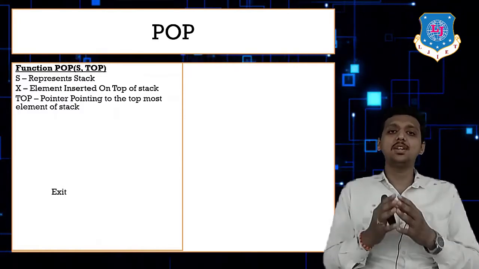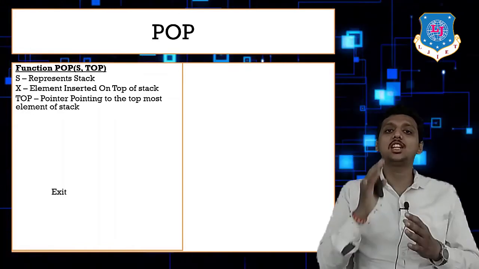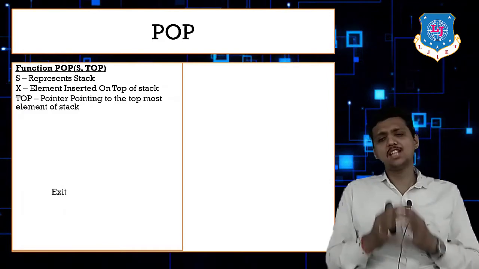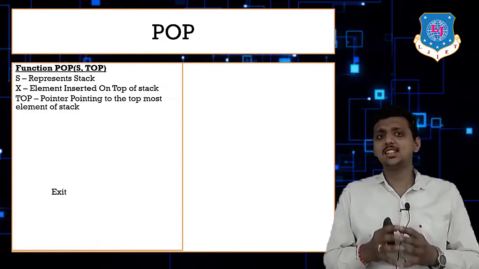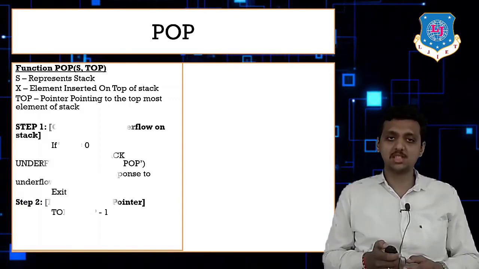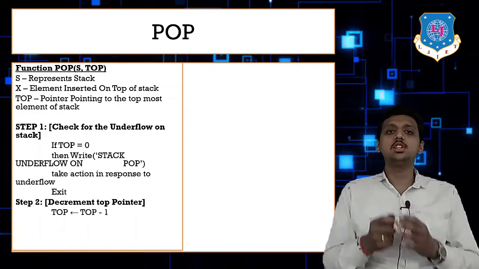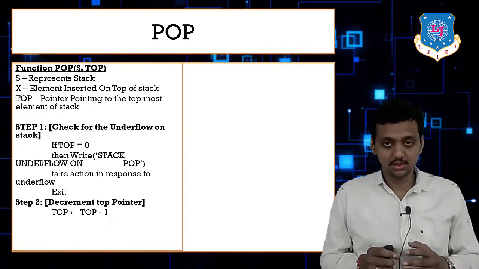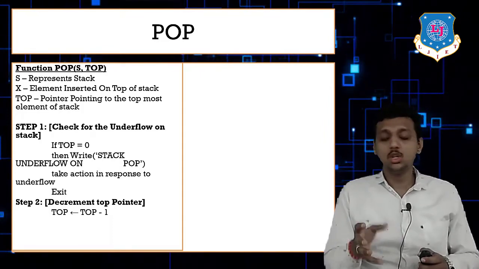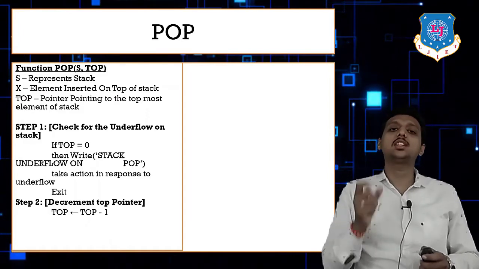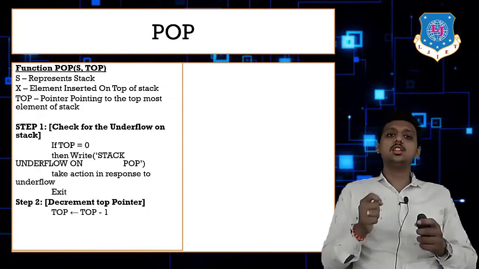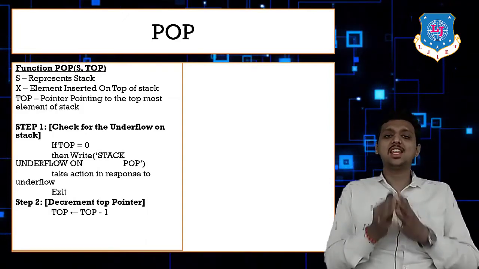Students, pop means you need to delete the top element from the top of the stack. Here pop s comma top are the parameters, where s represents the stack and top is the top pointer, which is pointing to the topmost element of the stack. First we need to check the underflow condition. Why? Students, when you are inserting something inside the stack, you need to check overflow. When you are deleting something from the stack, you check underflow. Underflow checks whether my data structure is empty or not. Fine. So here, if top is equal to 0, then write stack is underflow.